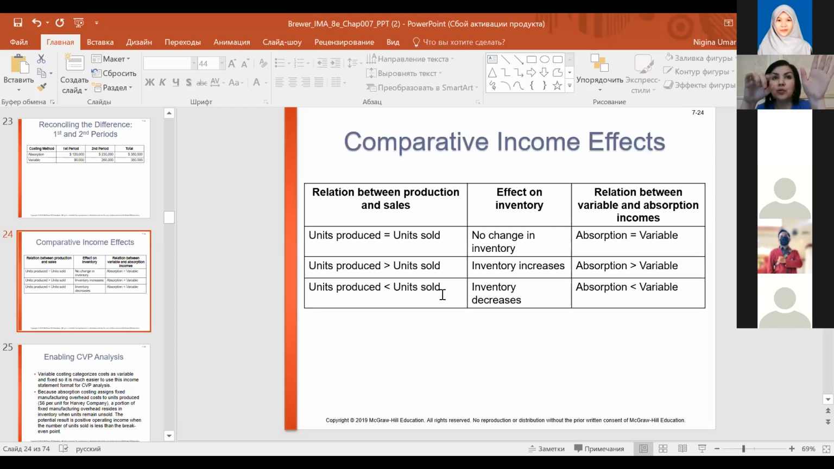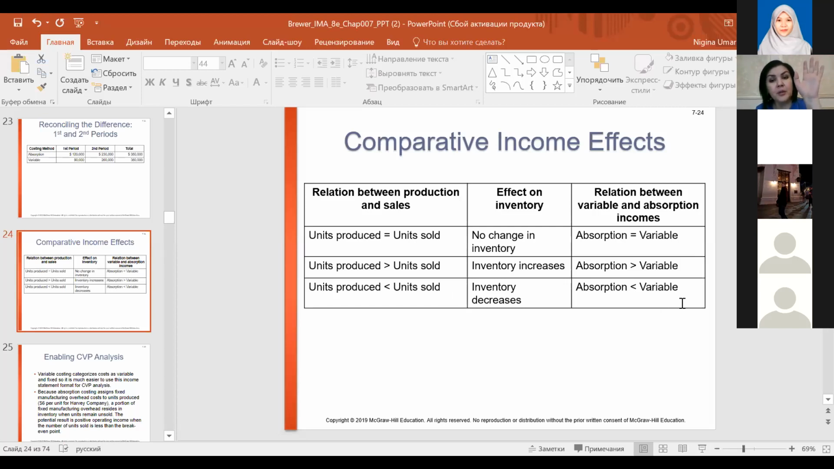Because units produced are less than units sold. So beginning inventory was 5,000, ending inventory 0. So what happens to inventory? The inventory is decreasing. Yes, when inventory decreases, in this case, absorption costing profit will be lower than variable costing profit.